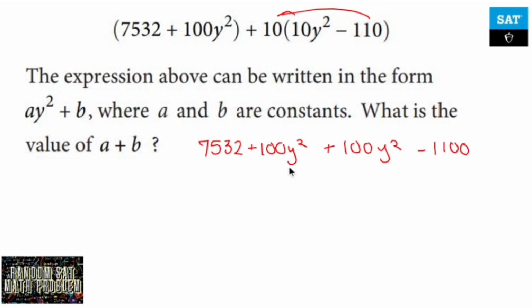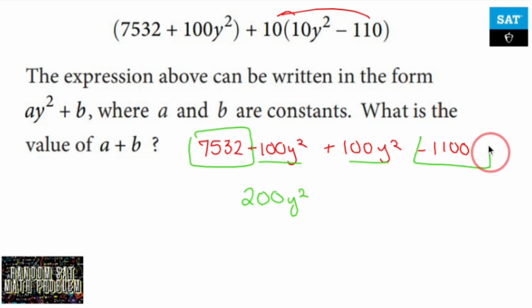So let me deal with the y squareds first, combine like terms. 200 y squared. And here are my constants. Let's combine those, which are going to be 7,532 minus 1,100, which is 6,432. Now that is in the form a y squared plus b, which makes 200 my a and 6,432 my b.